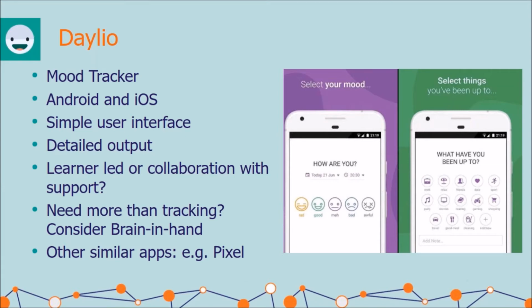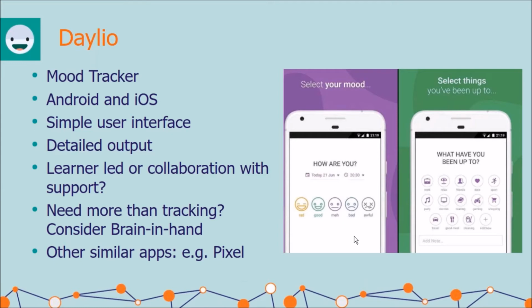If you have learners who might get switched off by text or might not be able to add text, then you can see there the faces right the way from rad to awful are pretty clear what they mean. And on the other side, you can see what have you been up to. There are icons alongside with the words, so you can very easily categorize what you've been doing and how you've been feeling while you've been there.